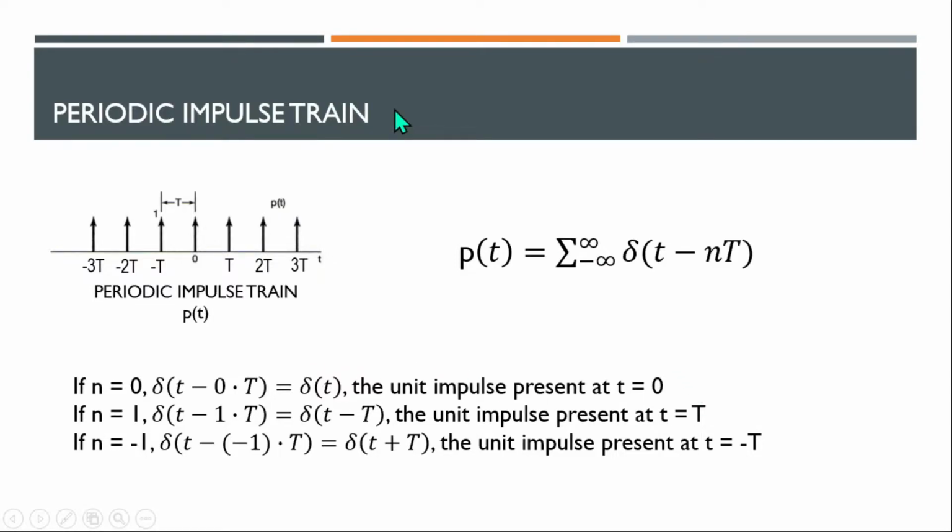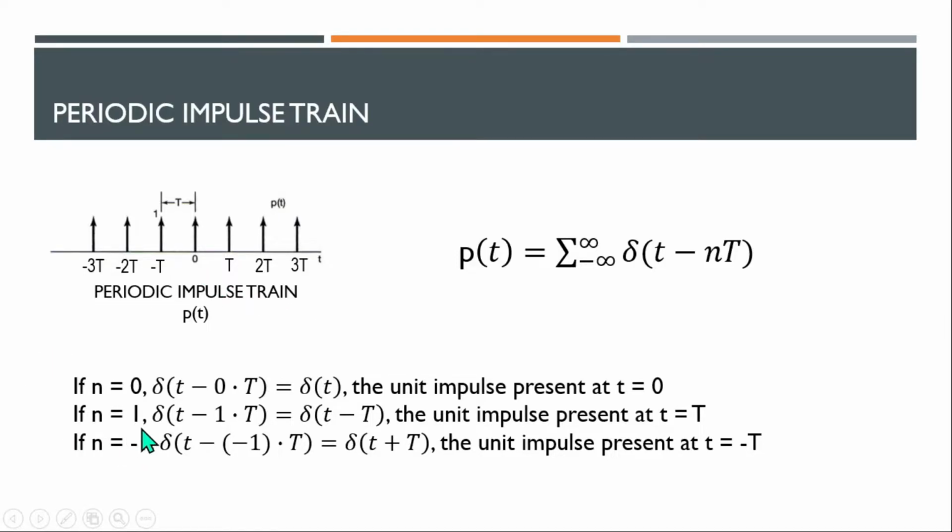The periodic impulse train is defined by this equation. P of t equals the summation from n equals negative infinity to positive infinity of Dirac delta of t minus n times T. If n equals 0, delta of t minus 0 times T is equal to delta of t. This is the unit impulse present at t equals 0.